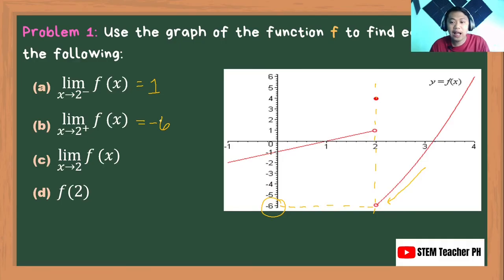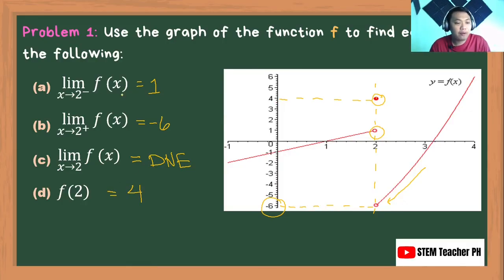Tapos kung makikita natin, dahil magkaiba yung value nung left side tsaka right side limit, magkaiba si 1 at negative 6, then our limit nung function as x approaches 2 mismo does not exist. And then the value of our function, f of 2, plot lang natin at 2, open siya dito kay 1, kaya hindi to. Saan siya tumama? Dito. So, kung titignan natin, ano yung value ng y? That is just equal to 4.